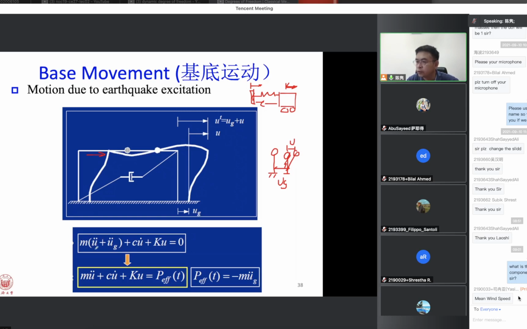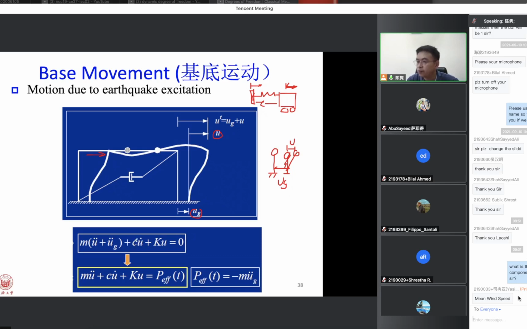The inertial force has two parts. It depends on all the acceleration. So one acceleration here, and one acceleration here. We add them together, and we get this. This is the total inertial force.